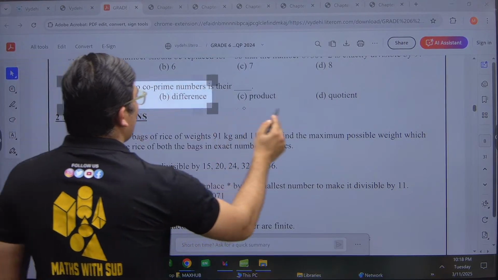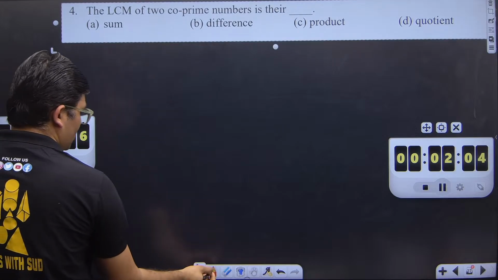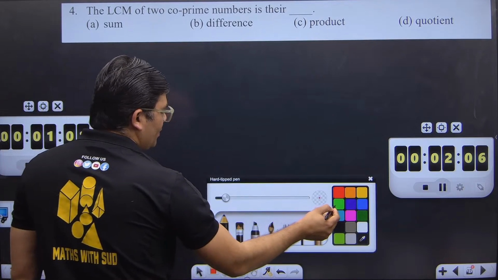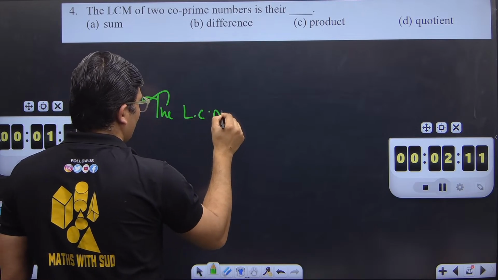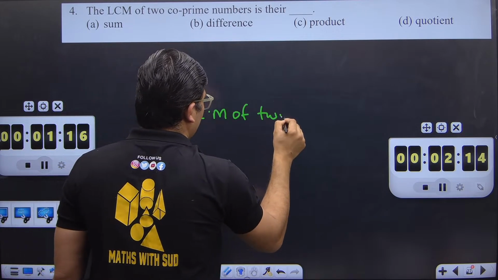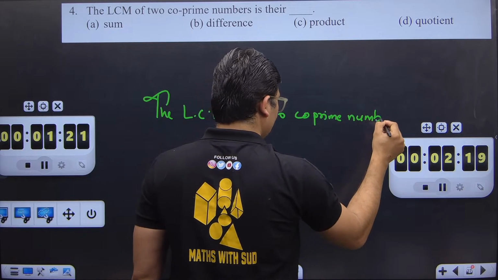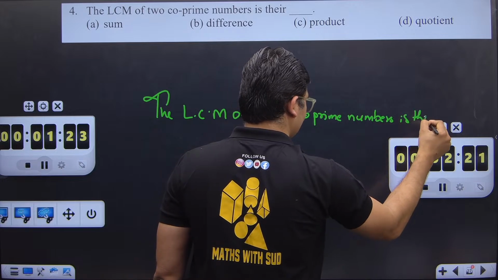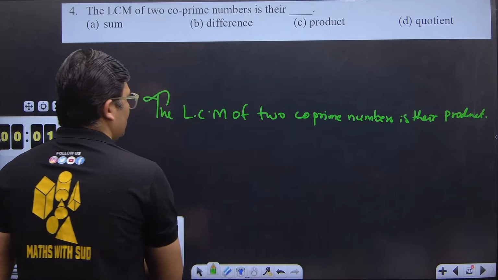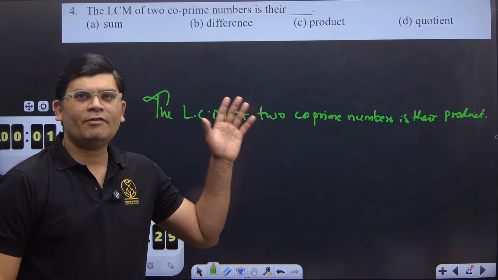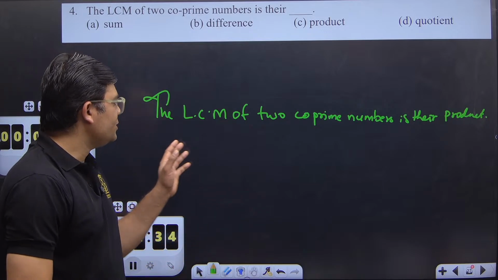The LCM of two co-prime numbers is, दो co-prime number का LCM क्या होता है बेटा? So write down the LCM of two co-prime numbers is their product. उनका HCF क्या होता है बताओ? What is the HCF of two co-prime numbers?